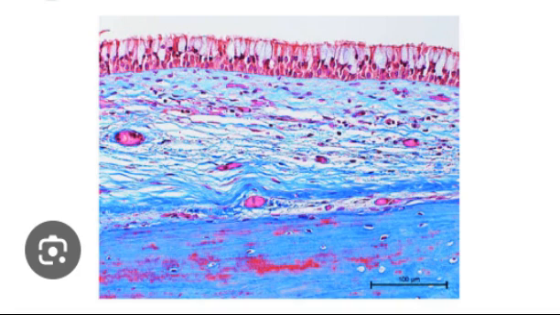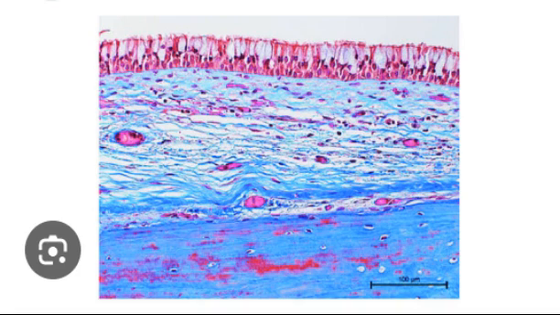The Schneiderian membrane, also known as the Schneiderian mucosa or olfactory mucosa, is a specialized mucous membrane that lines the nasal cavity. This membrane is named after the German anatomist and physician, Max Schneider, who made significant contributions to the understanding of nasal anatomy. Key characteristics of the Schneiderian membrane.